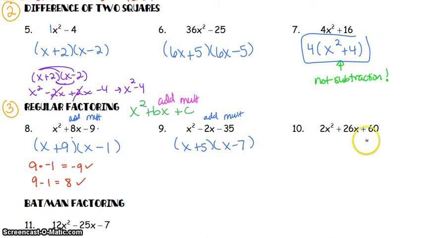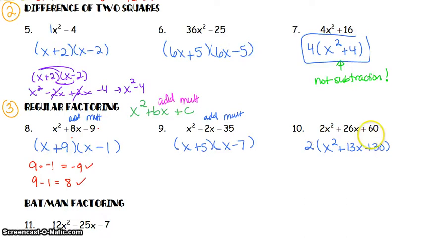2x squared plus 26x plus 60. GCF, and we do have a GCF. I can pull out a 2. I'm left with x squared plus 13x plus 30. I just divide each of my pieces by 2 and keep that on the outside. Do not lose the GCF. You can't just divide by 2 and lose that greatest common factor. Then you're changing the value of it. So make sure that you just pull that out to the outside, and that's it.